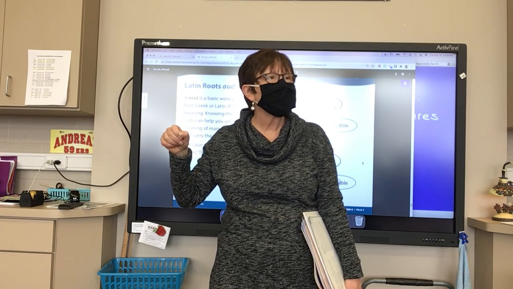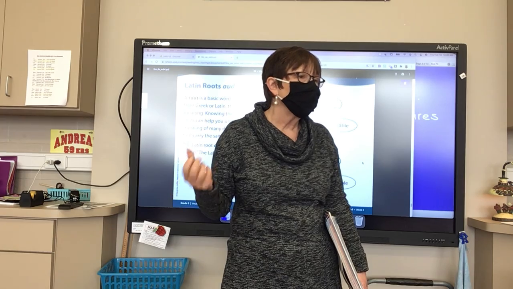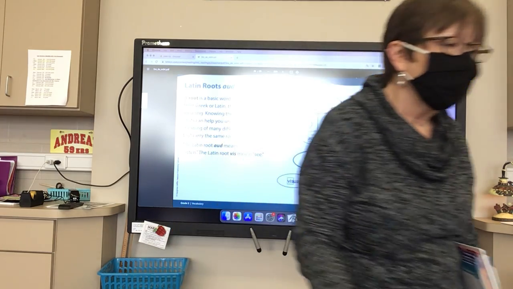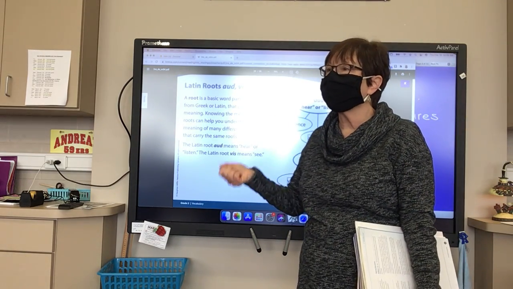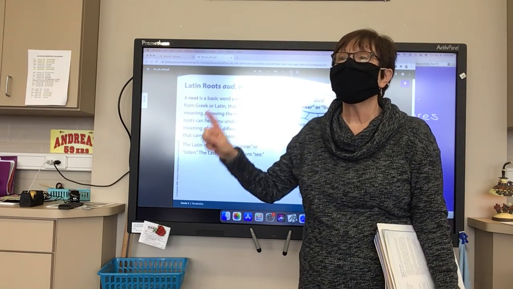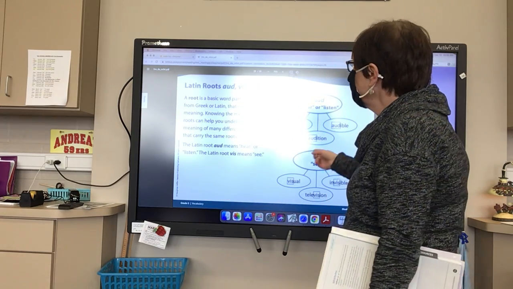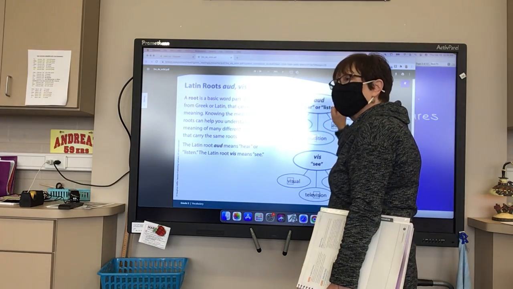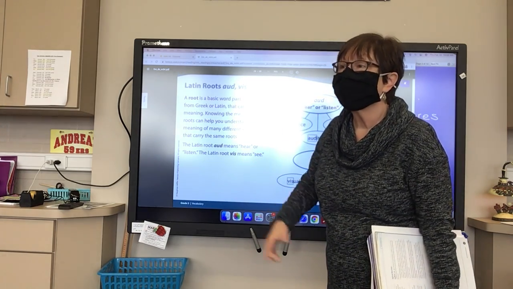So boys and girls, roots. You listen to the root. Are you paying attention? So you listen to the root of the word. You look at the root of the word, and it helps you figure it out. So there are a lot of words that begin with these. And when you see them, you'll be able to figure out the meaning of the word.